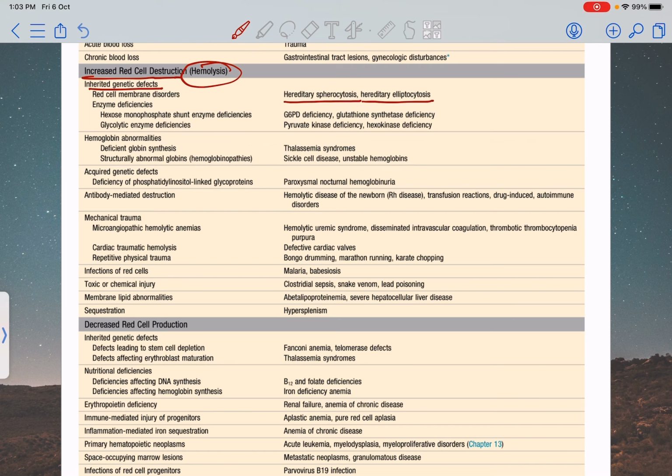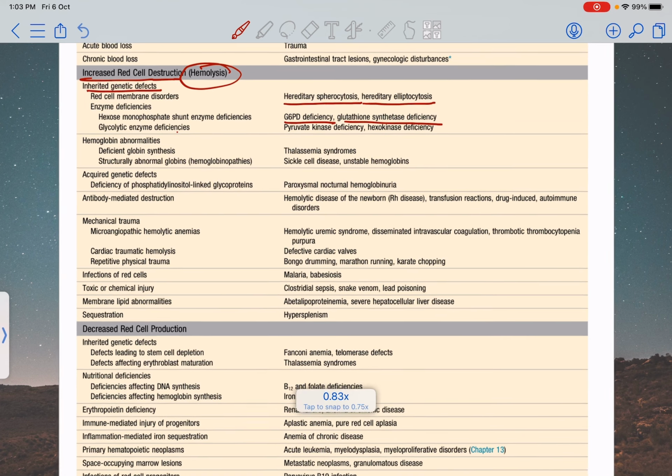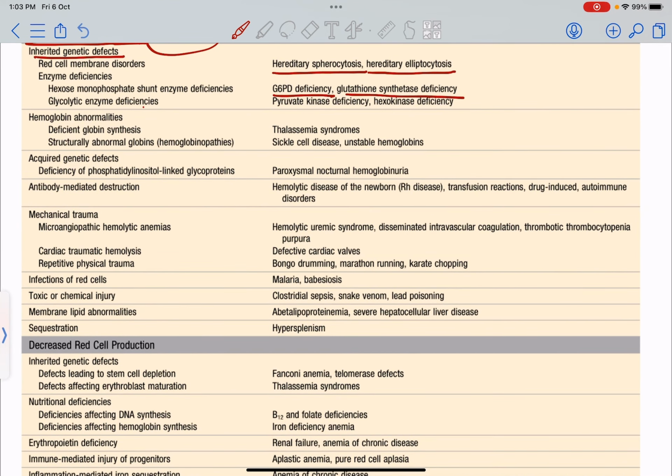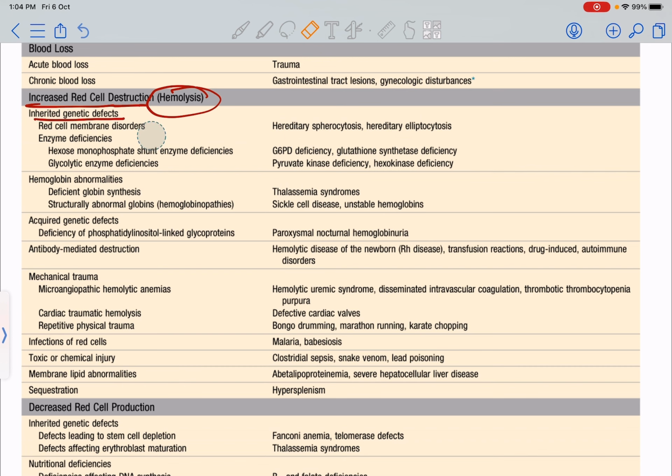There could be enzyme deficiencies. How? One enzyme, HMP shunt pathway. Hexose monophosphate shunt enzyme deficiency. There is a problem in that. Why? There could be G6PD deficiency, glutathione synthase deficiency in that pathway, leading to hemolysis. Glycolytic enzyme deficiency, pyruvate kinase deficiency, hexokinase deficiency. So these can be observed in glycolytic enzyme deficiencies respectively.